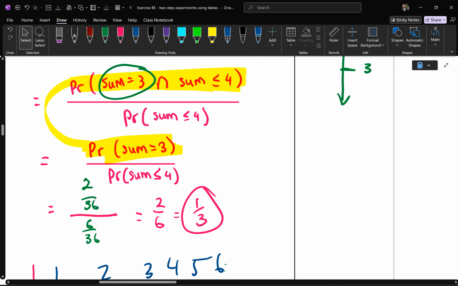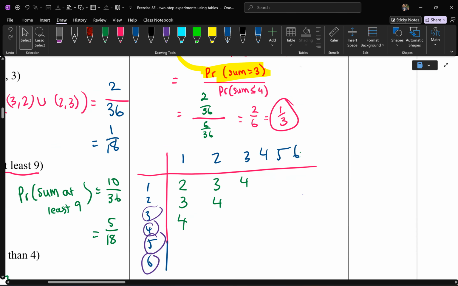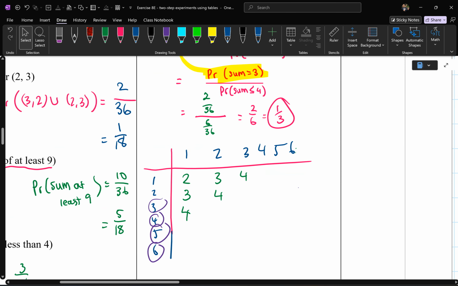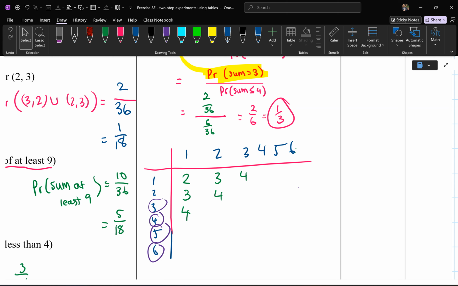Then sum less than or equal to 4, well, it's very similar to the last example I gave to you. So let's put it together. So using the two-way table, what's the sum equal to 3? Well, sum equals 3, there's only 2 out of 36. So 2 out of 36 over sum at most 4. So 1, 2, 3, 4, 5, 6. 6 out of 36. Divide them, 36 cancels out. 2 over 6 is 1/3. Can I get a show of hands? Who've got 1/3 as your answer?